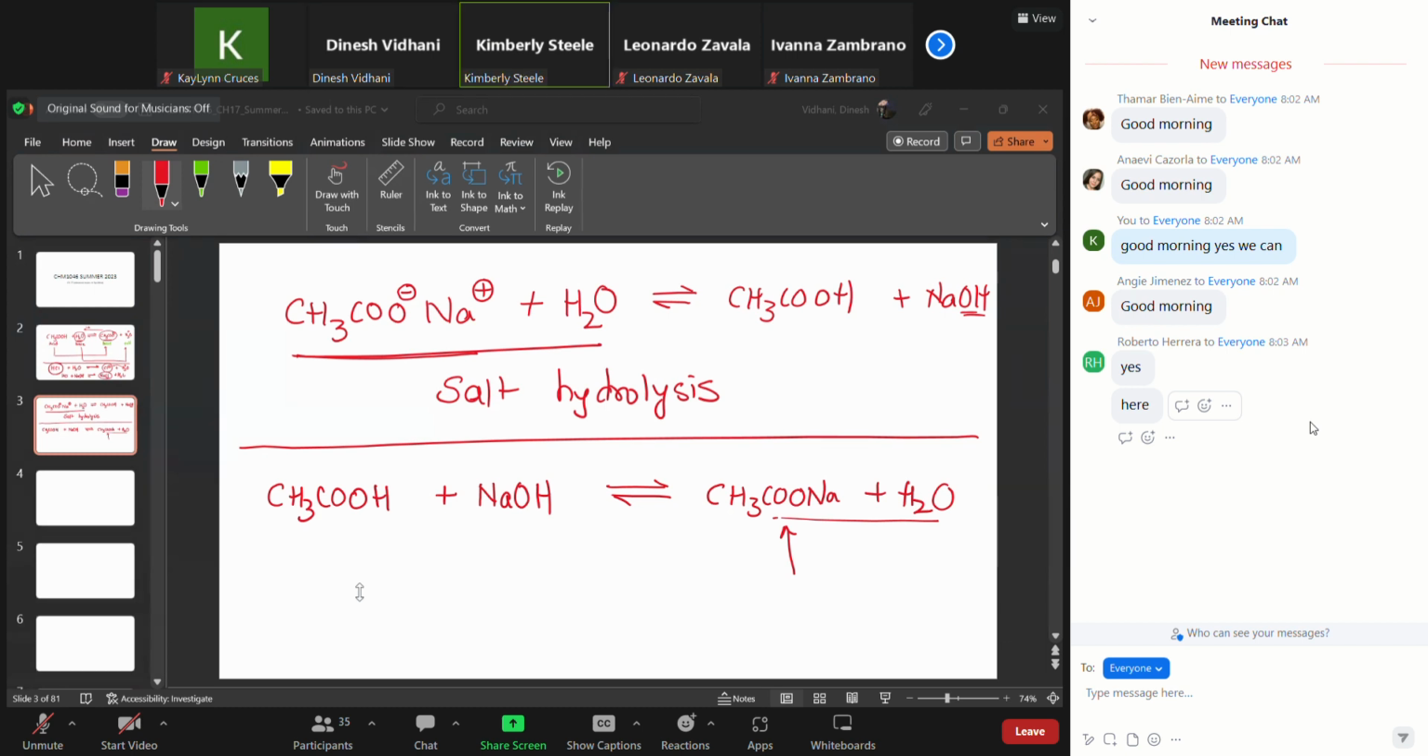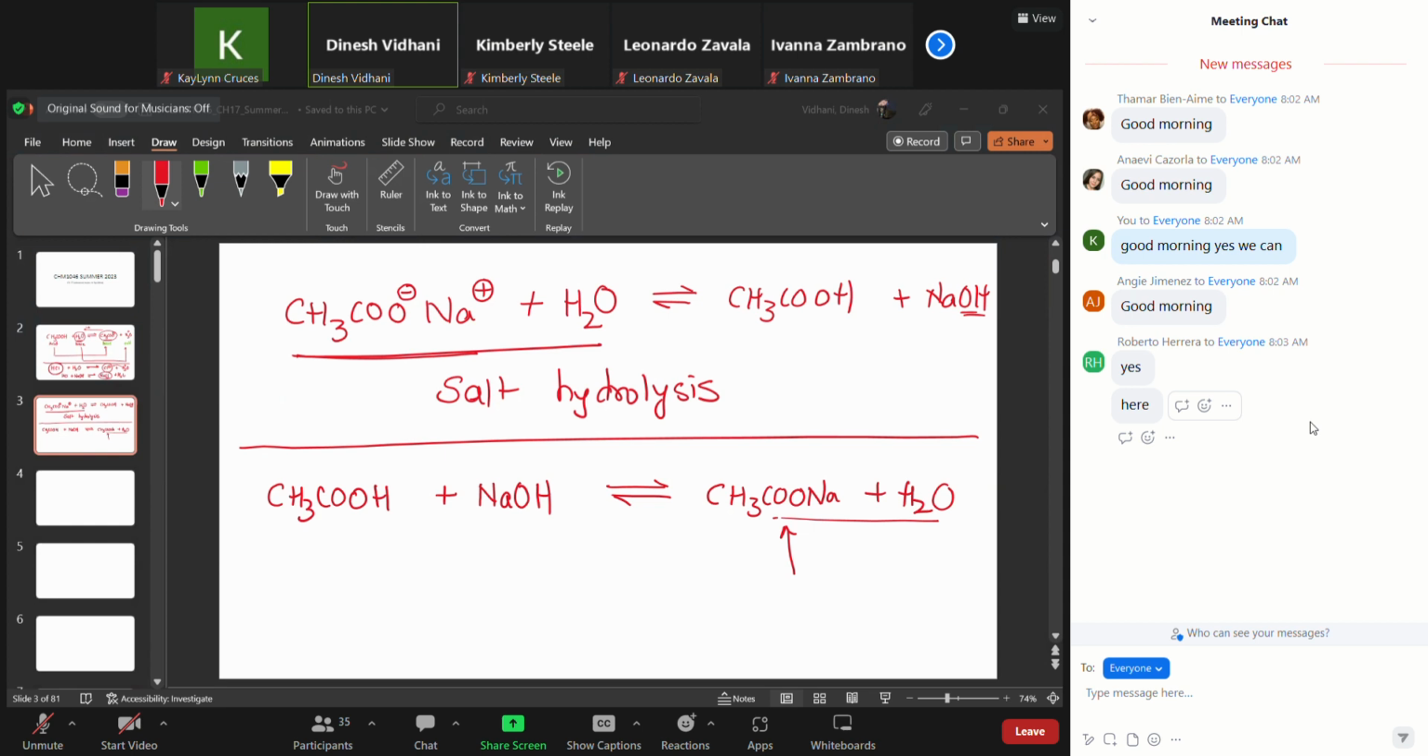Would it become more basic? Okay, but that way we are referring to acidity and basicity. But then where will the equilibrium be shifted? In what direction will it be shifted? The reverse? Absolutely. Very good.